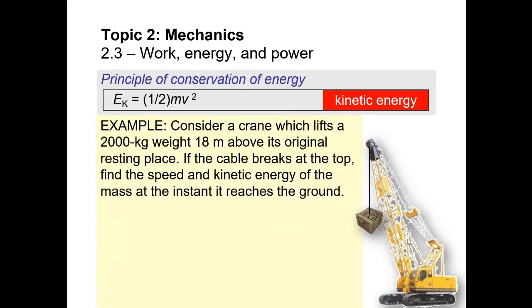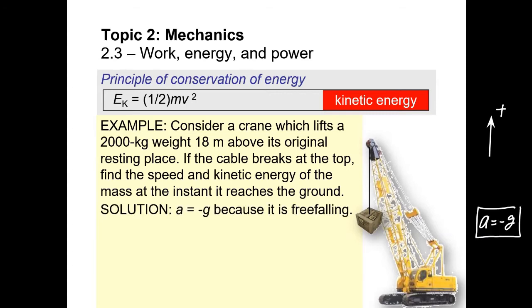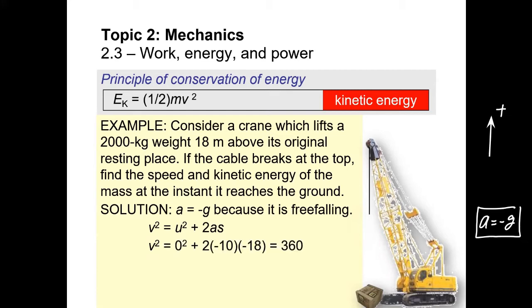If the cable breaks at the top, find the speed and kinetic energy of the mass at the instant it reaches the ground. We choose up as the positive reference, so acceleration due to gravity is always downward. So acceleration equals minus g, because it is free falling. Use the timeless formula: final velocity squared equals initial velocity squared plus 2 times acceleration times distance moved. Initial velocity is 0, so 0 squared plus 2 times minus 10, since upward is positive and gravity is downward. And since the object is moving downward, the displacement is minus 18. So that gives us 360, and the velocity is approximately 19 meters per second.